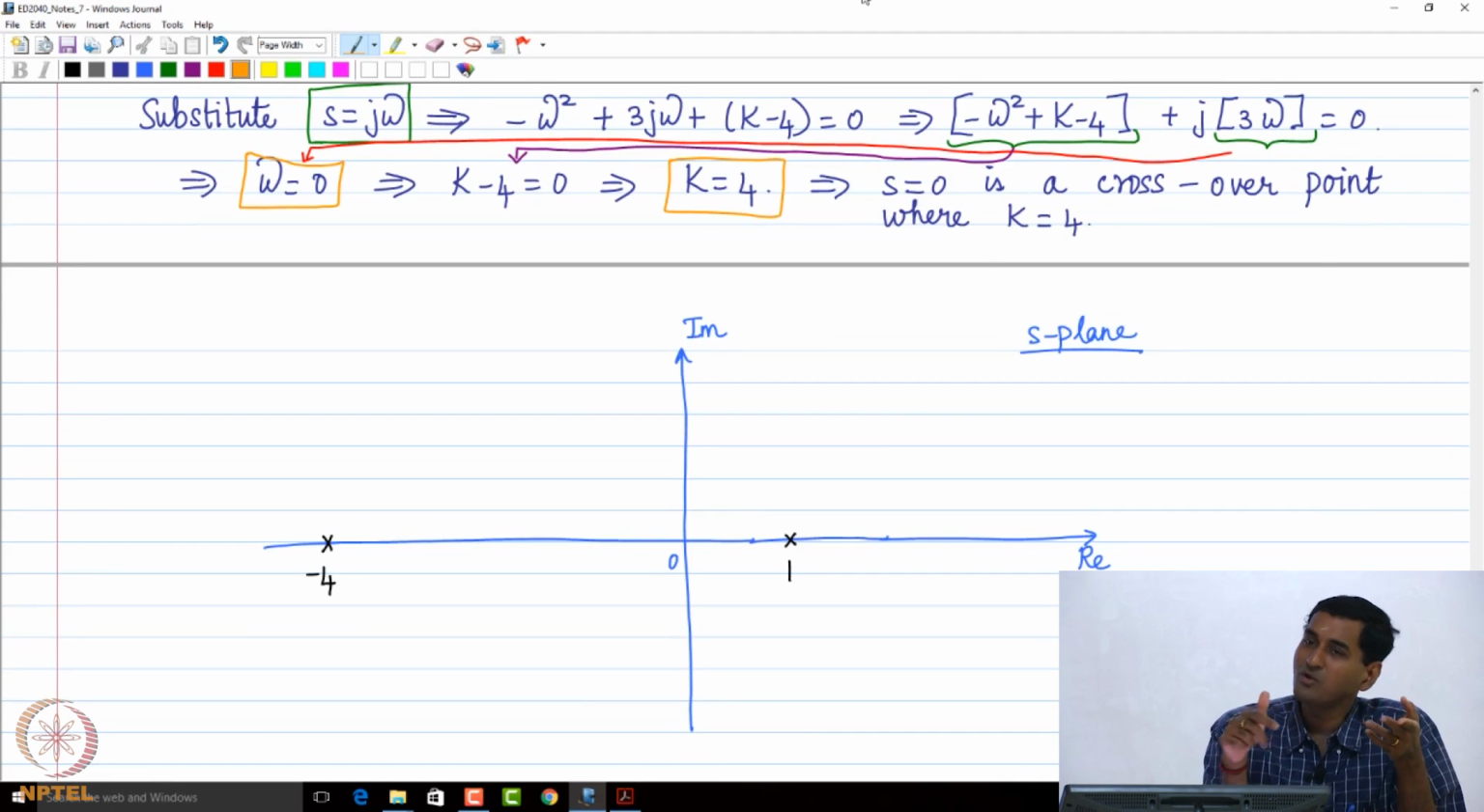So a crossover point represents when the root locus may transition from the right half plane to the left half plane, which is going from unstable to stable regions, or vice versa, right? So I know which ranges of k to choose, which not to choose, for closed loop stability. Is it clear? Okay. So that is step 6, determining the crossover point.